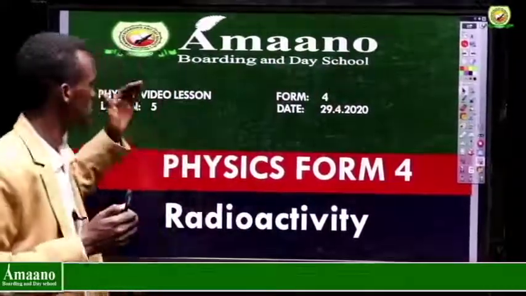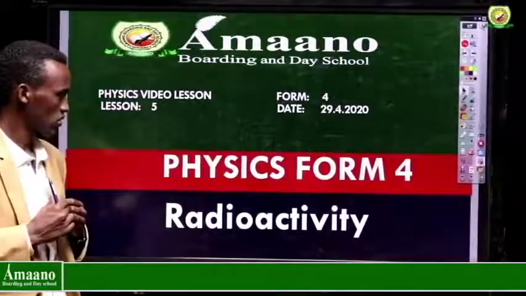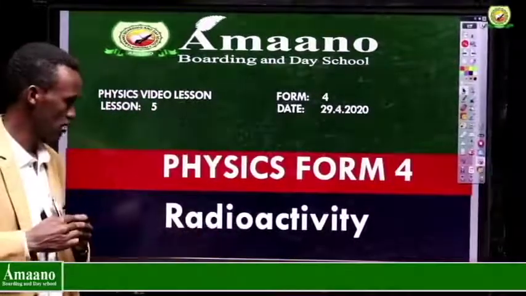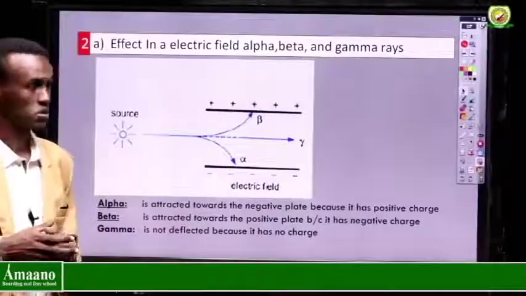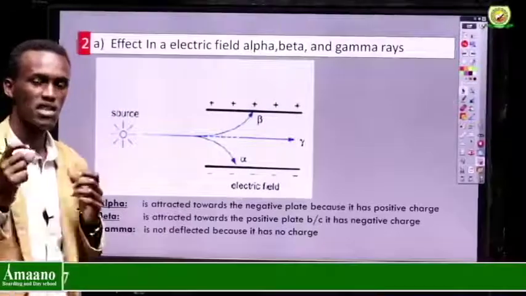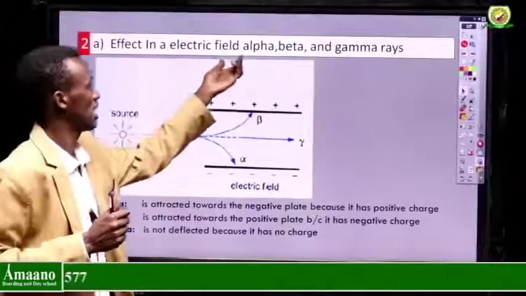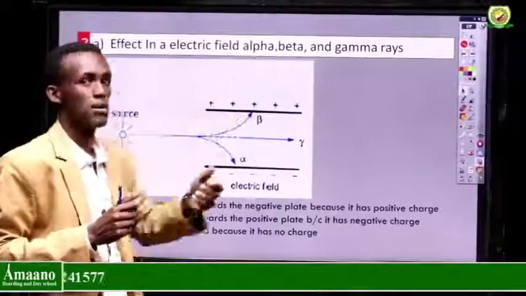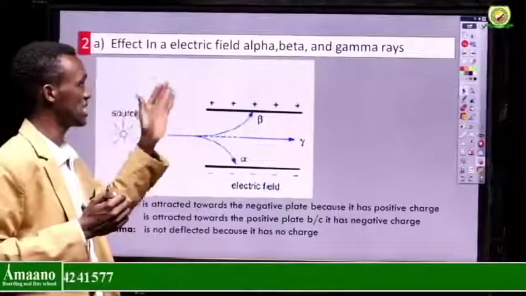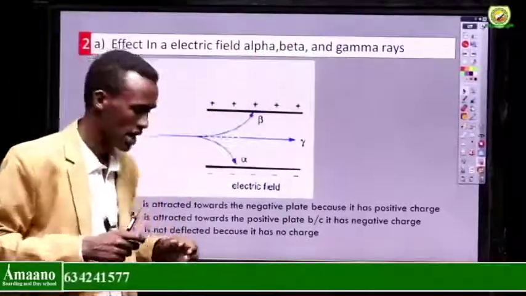Assalamu alaikum warahmatullahi wabarakatuh. Physics form 4, we started lesson 5, so we continue our chapter radioactivity. Okay, we started number 2, effects in electric field and magnetic field. Effects in electric field in alpha, beta and gamma. How electric field affects alpha and how it affects beta and also gamma.